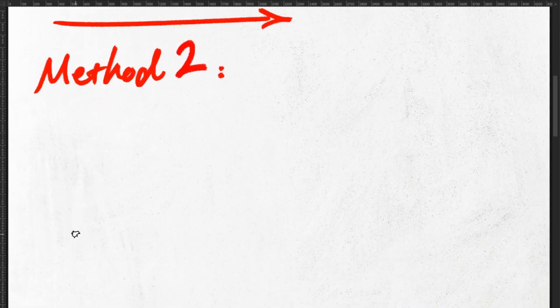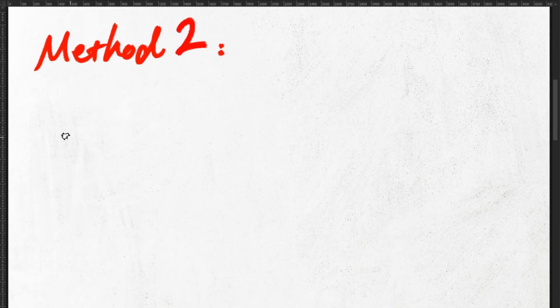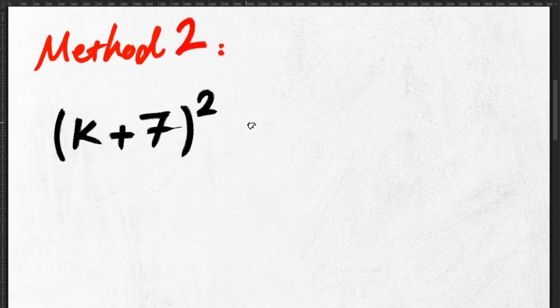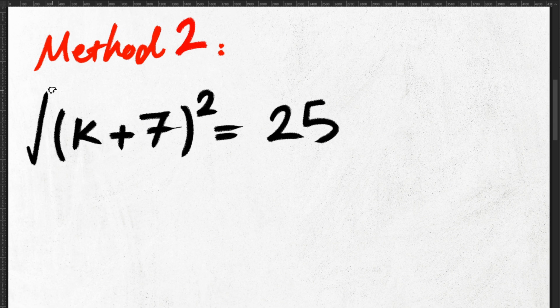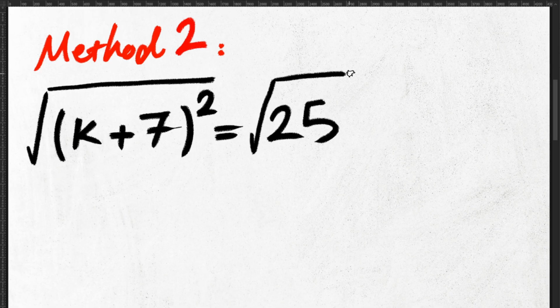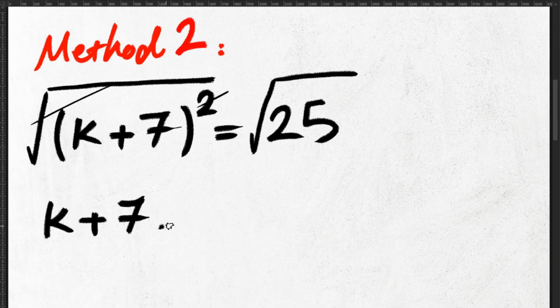Method 2. (k + 7)² = 25. We can take the square root of both sides. So, the square root of (k + 7)² equals the square root of 25. This simplifies to k + 7 = ±5.